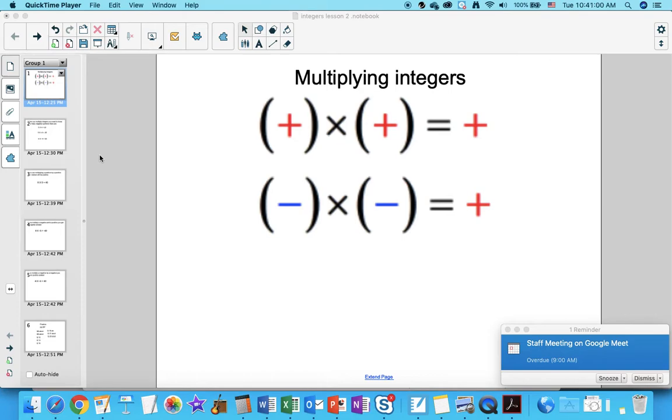Hi, if you're watching this video, you're watching a video on multiplying integers. In this lesson, we'll be talking about the rules for multiplying positive and negative integers. This lesson will be relatively short because there's only 3 simple rules you need to follow.